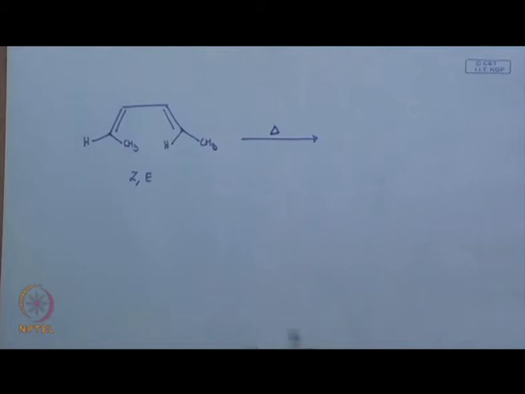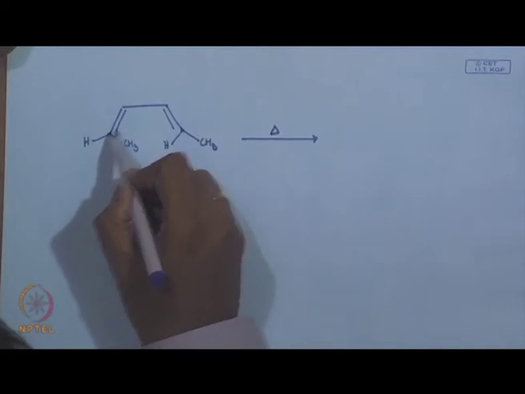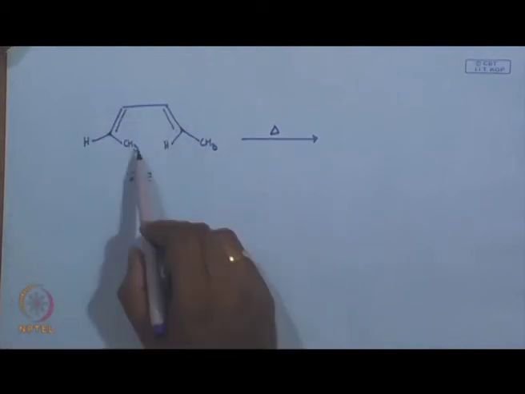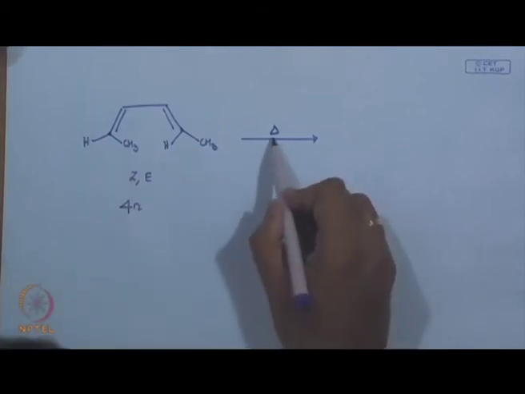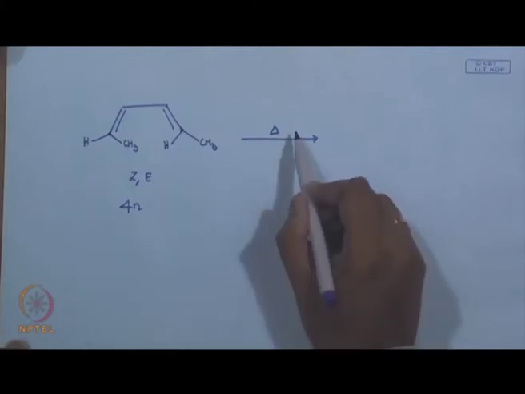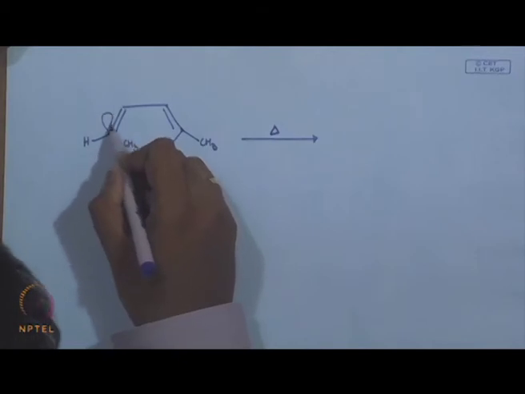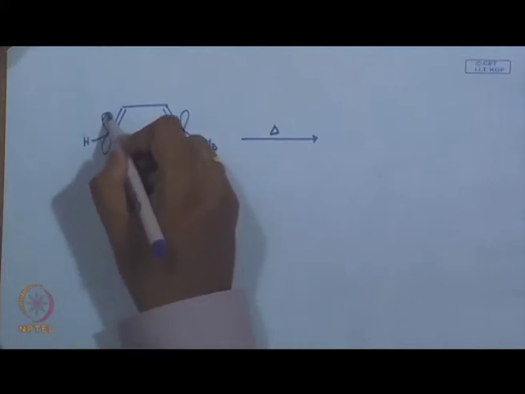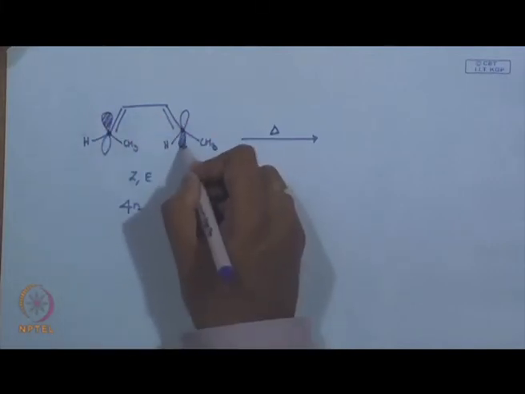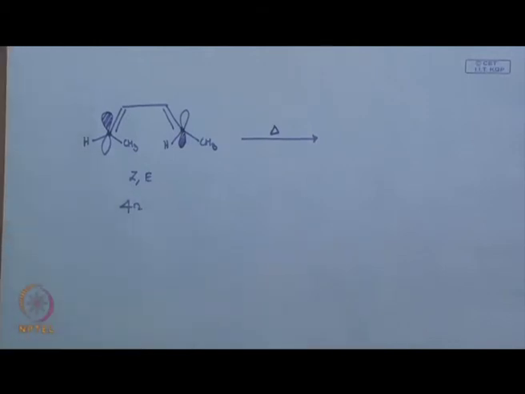So when you are starting, the first thing you have to learn is to figure out whether it is a 4n or 4n plus 2 system. It is a 4n system. I have given you heating. So 4n system heating, I said you should think about your pi 2 system, that is your HOMO. Just remember that. If you think of the last orbital, that's what you get in 4n system.